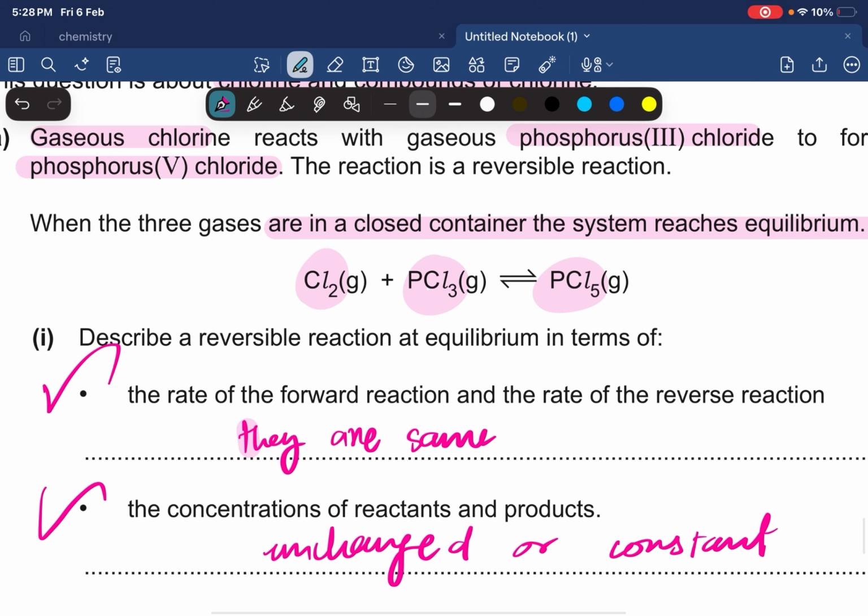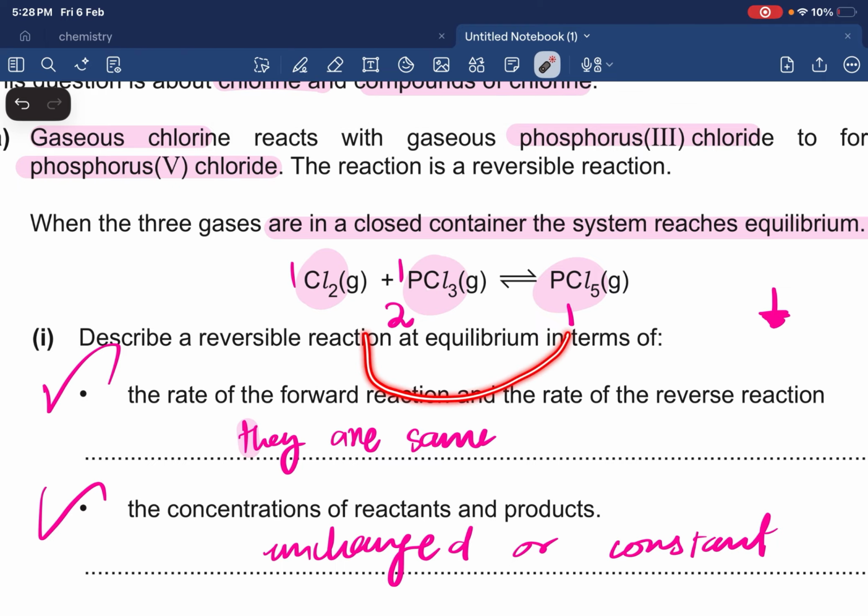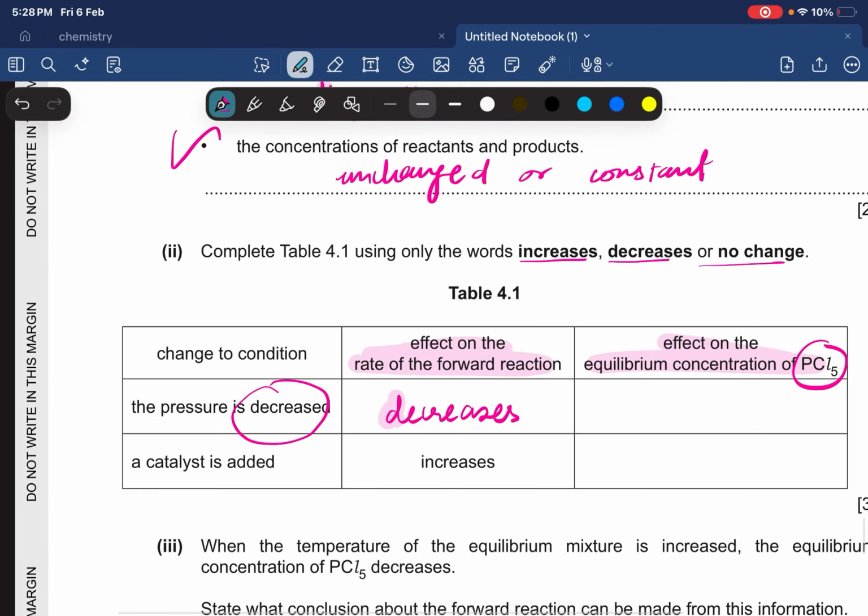You know there's 2 moles of gases on this side, 1 mole of this, 1 mole of this, and 1 mole of this. So whenever we decrease pressure, the equilibrium moves towards the side that has more moles. So it's going to move backwards, and when it moves backwards, PCl5 is going to decrease, right? So the concentration of PCl5 is also going to decrease.